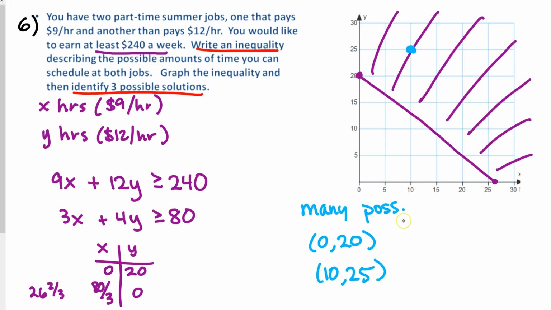Of course, if you go too far out there, you're going to get into answers that are not reasonable for the number of hours in a week. Let's just do one more. How about 25, 5? Okay.